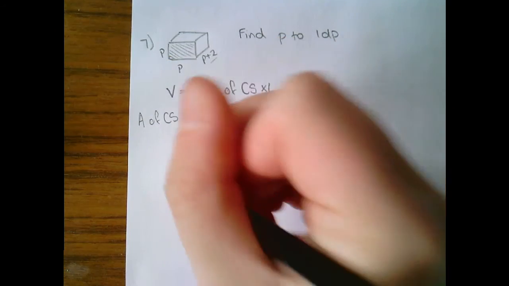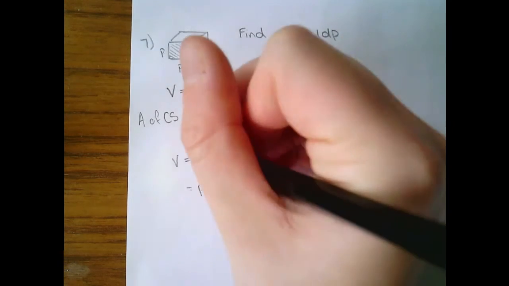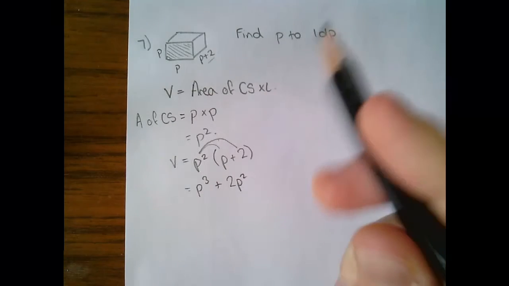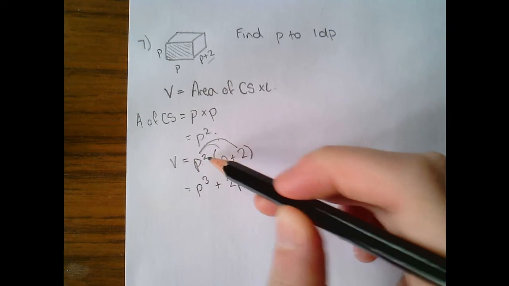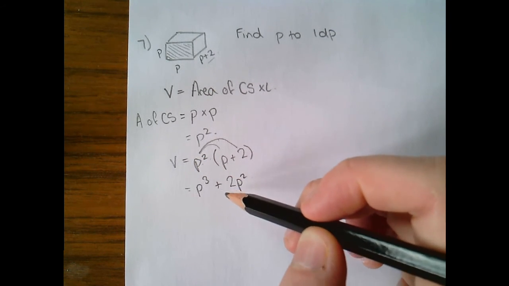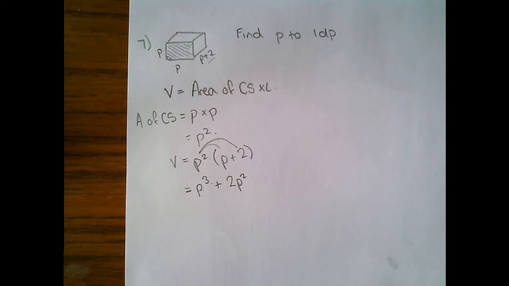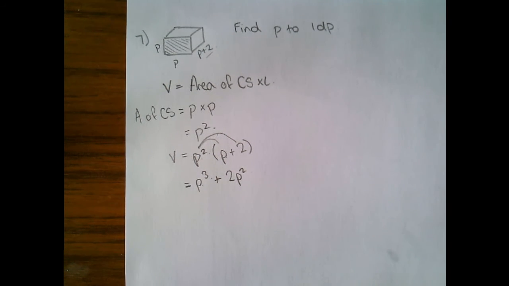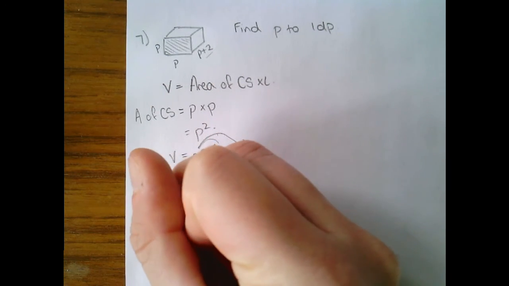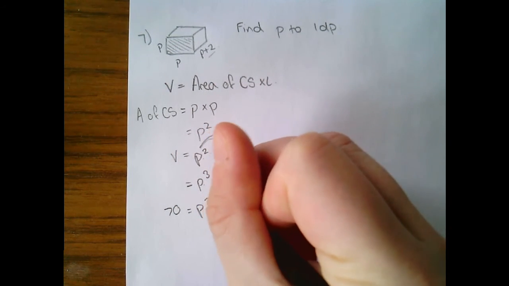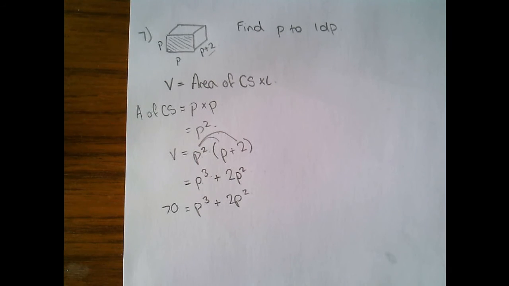So now I'm going to expand this, so we have p cubed plus 2p squared. Okay, that becomes p cubed because p squared times p, that's p times p times p, so that's p cubed, p to the power of 3. Okay, we're also told in the question that our volume is 70 centimeters cubed. Okay, so we know that this is equal to 70, like so.